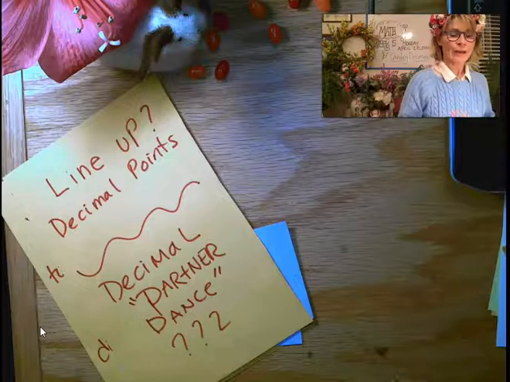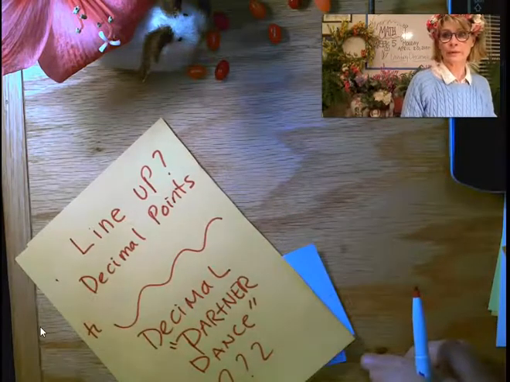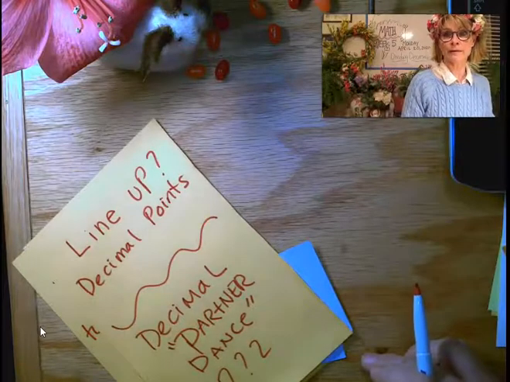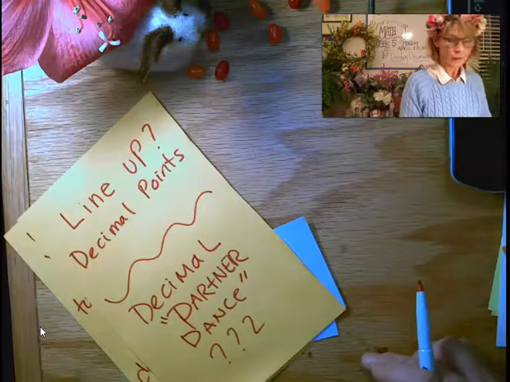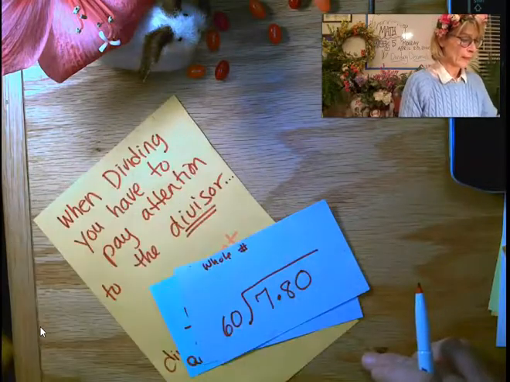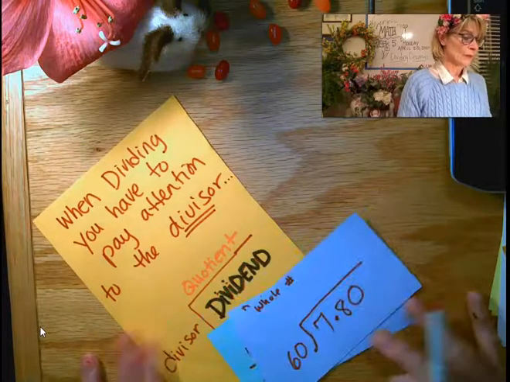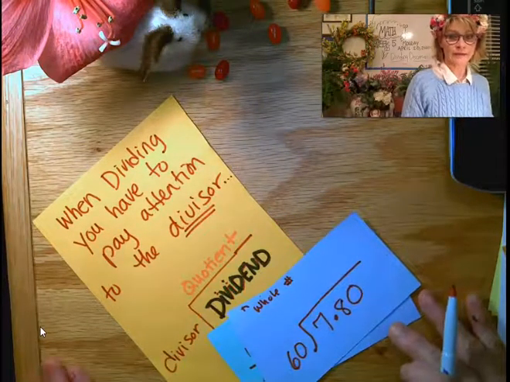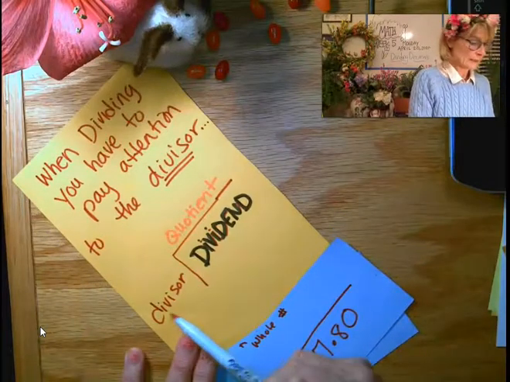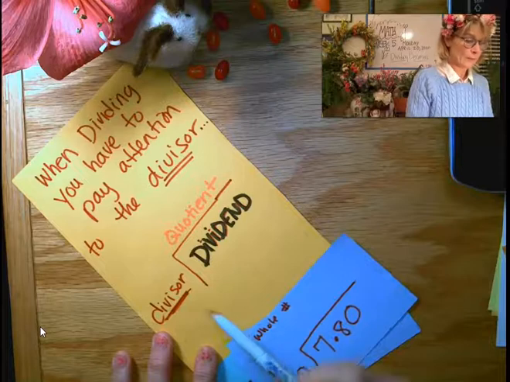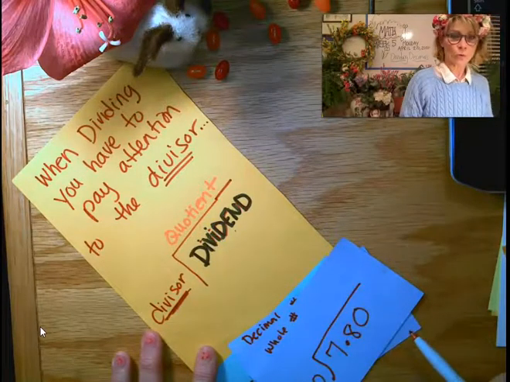Alright, and so when we left off last week, we were talking about dividing with decimal numbers. And we had two strategies we were using. One was either we're going to just line up our decimal point, or we did the decimal partner dance. Alright, and when do we use those? Well, we know that you have to pay attention to the divisor when you're dividing to decide what you're going to do. Alright, now remember the divisor is the number that you are dividing by. You have the dividend, your divisor, and your answer is the quotient.